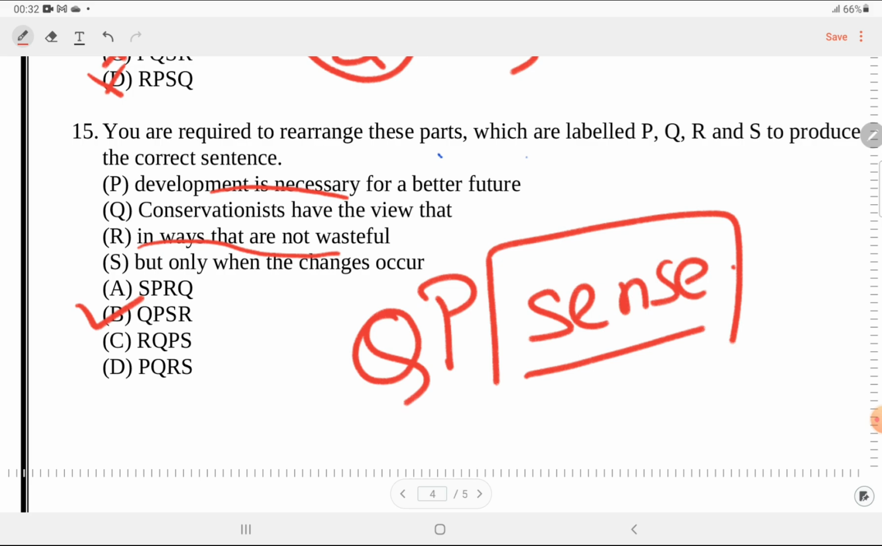This is the way how I do para jumbles. You need not read the full of the sentences. Just look for the trick, look for the chain which should follow one after the other, and in that way you'll be able to locate the answer.